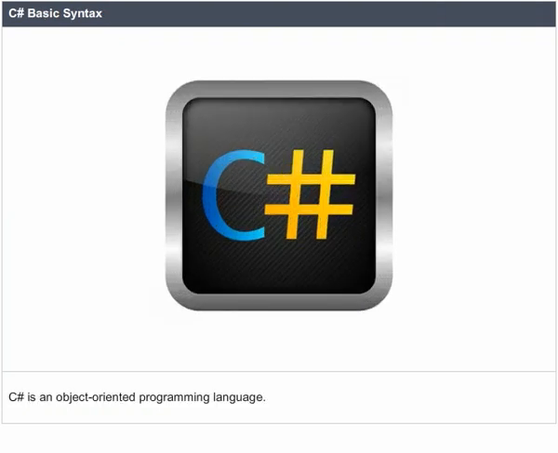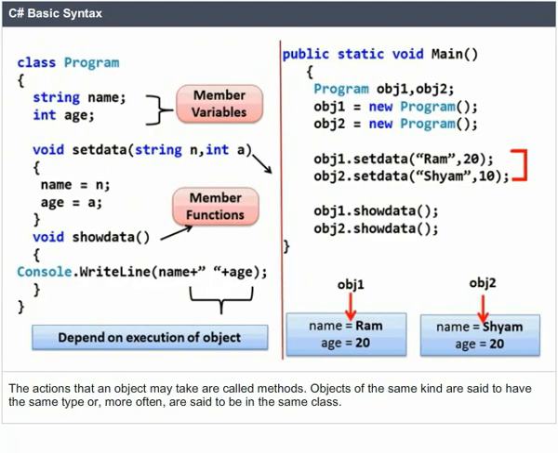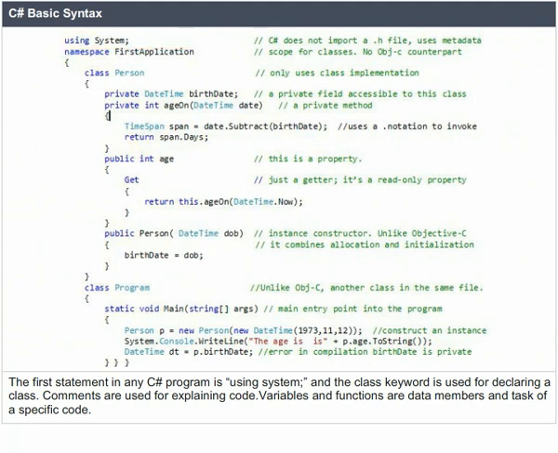C# basic syntax. C# is an object-oriented programming language. In object-oriented programming methodology, a program consists of various objects that interact with each other by means of actions. The actions that an object may take are called methods. Objects of the same kind are said to have the same type or more often are said to be in the same class. The first statement in any C# program is using system, and the class keyword is used for declaring a class. Comments are used for explaining code. Variables and functions are data members and tasks of a specific code.